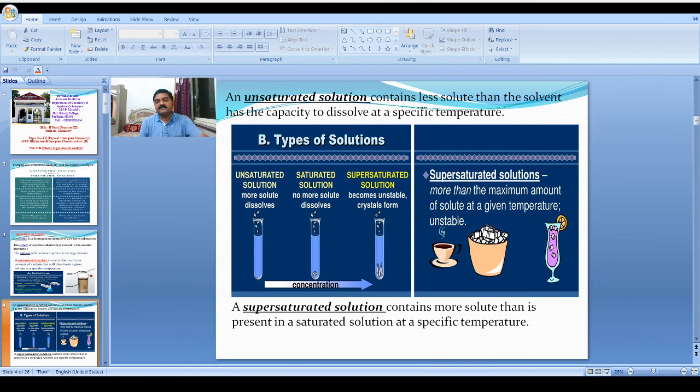That means we are adding more than the maximum amount of the solute. The definition of a supersaturated solution: it contains more solute than is present in a saturated solution at a specific temperature. A question can be asked: explain the terms saturated solution, unsaturated solution, and supersaturated solution. The question can be asked on this point.